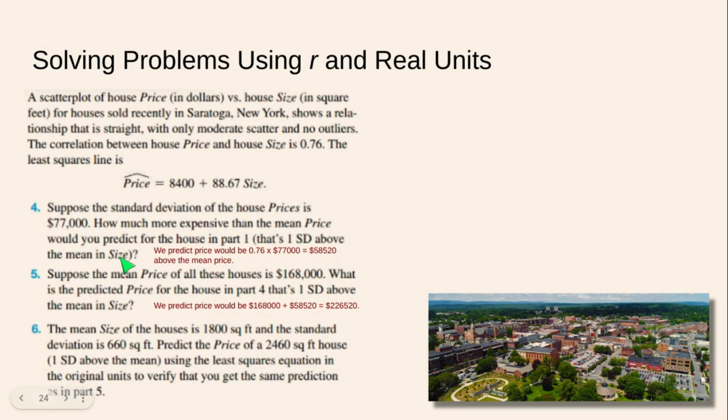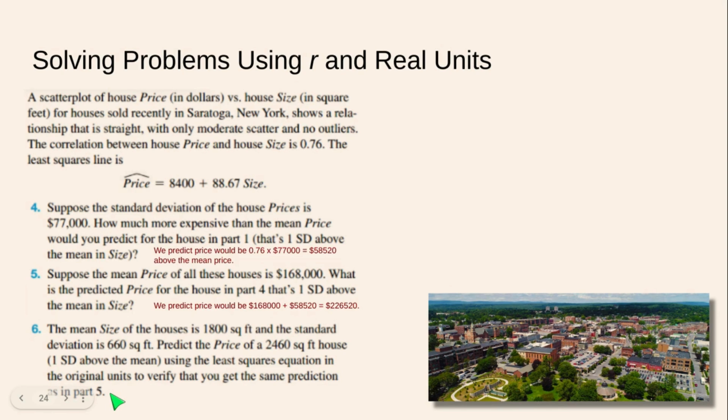Now we get to put one more piece in the puzzle. The mean size of the houses is 1,800 square feet, and the standard deviation is 660 square feet. We are going to predict the price of a 2,460 square foot house. I swear I can say numbers. That is 1 standard deviation above the mean using the least squares equation. We finally get to use this in the original units. We're using some real units here to verify that you get the same prediction as in part 5.